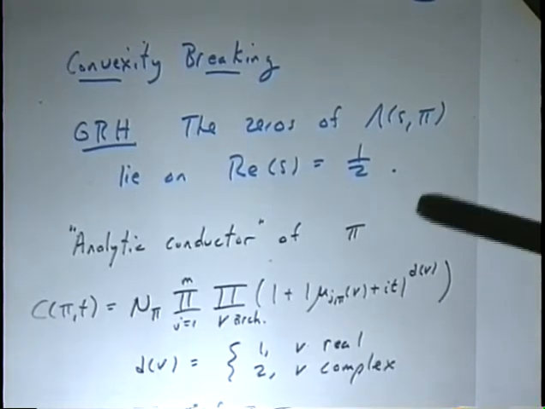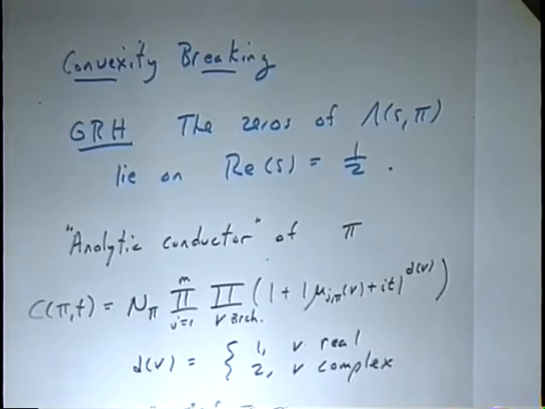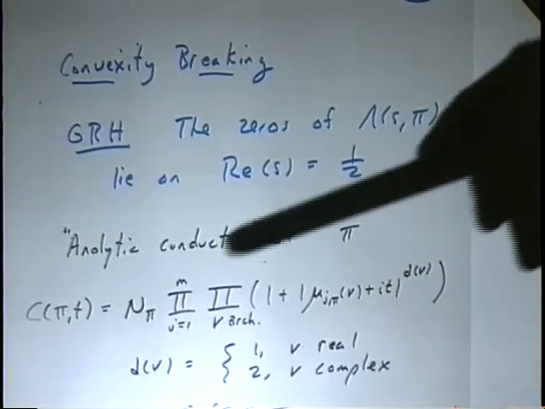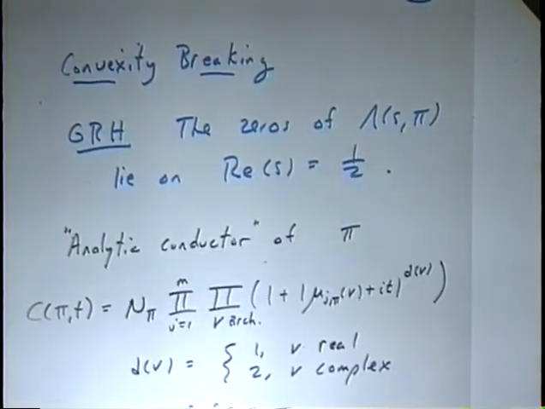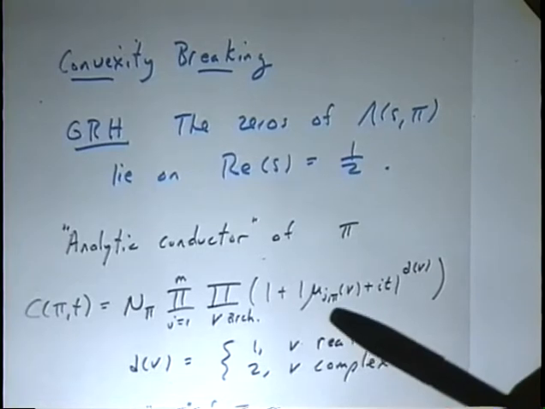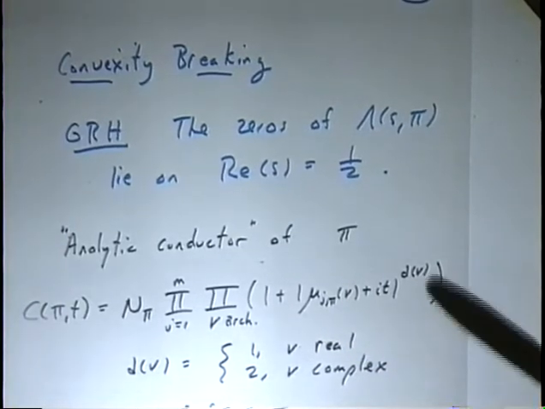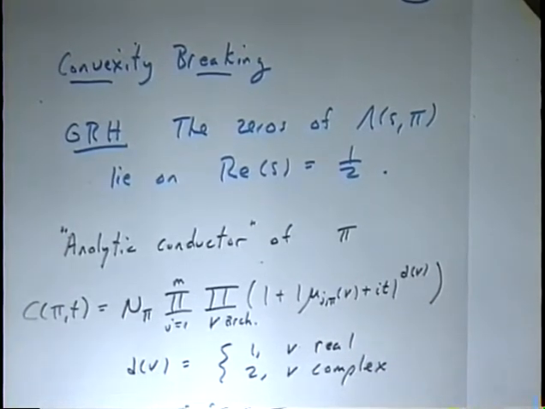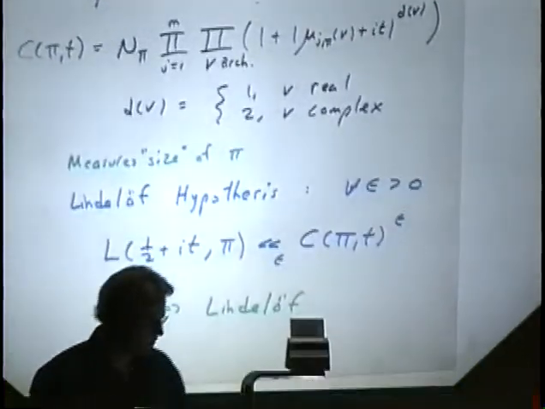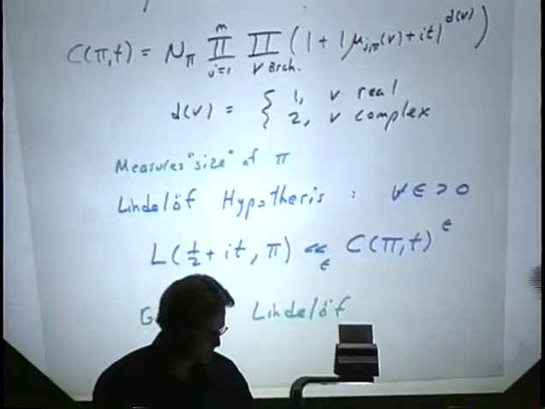So to describe this, I'll define the analytic conductor of this representation pi. This looks complicated, but it's got the arithmetic conductor here, and then a product of factors which are controlling the size of the representation. So it's got the gamma factor parameters here, it's got the t variable here, the degrees, depending on whether the embeddings are real or complex. So think of it as just measuring the complexity or the size of the representation.